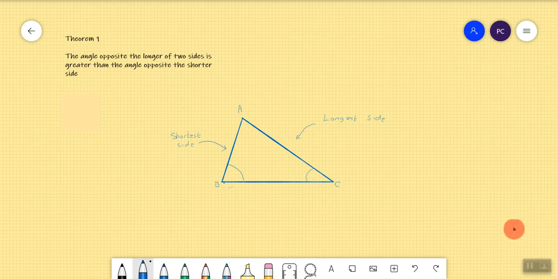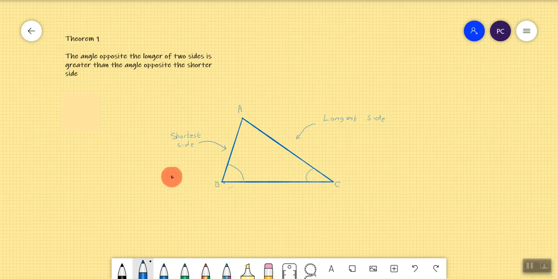Okay, so what we're trying to do in this lesson, we're going to look at Theorem 1. And basically what this theorem says is that the angle opposite the longer of two sides is greater than the angle opposite the shorter side.